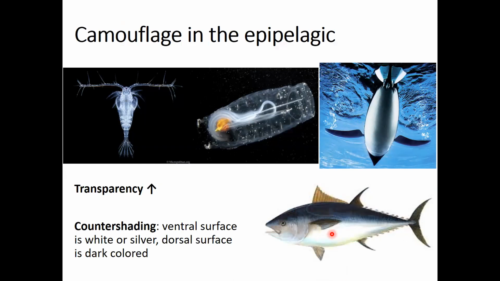Looking up at this tuna, this white underbelly would blend in with the bright sunlit surface layer, and looking down on this tuna, the dark back would blend in with the ocean floor. So this is an adaptation that helps these organisms avoid predators.